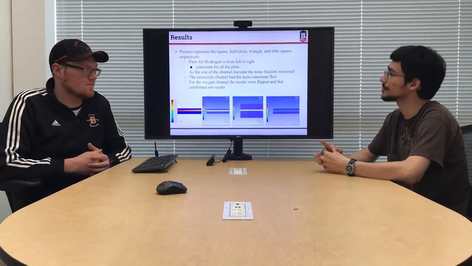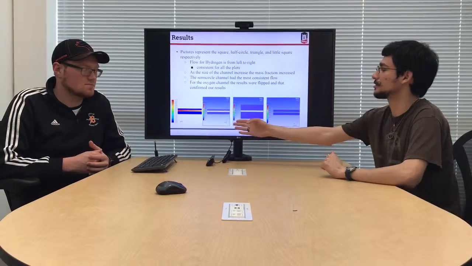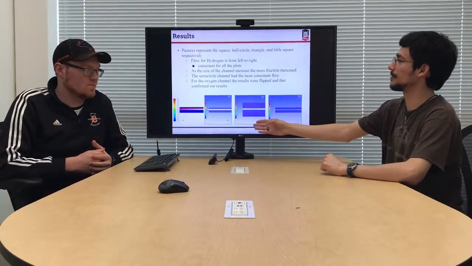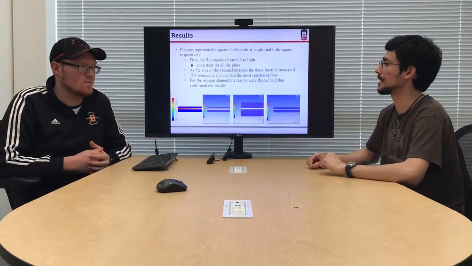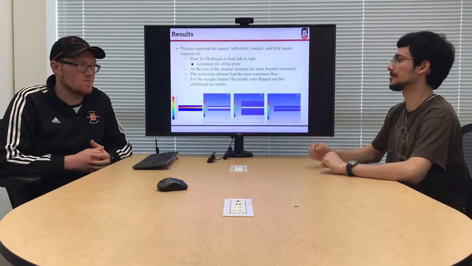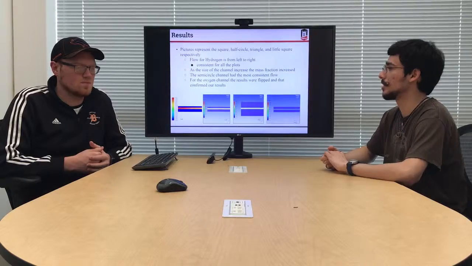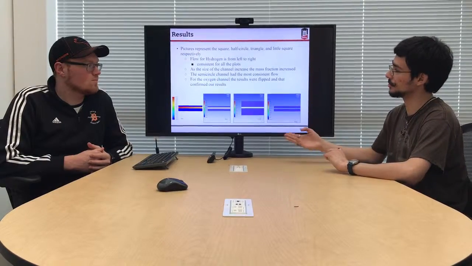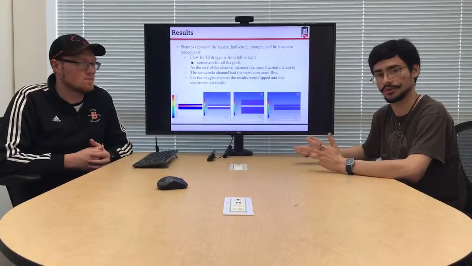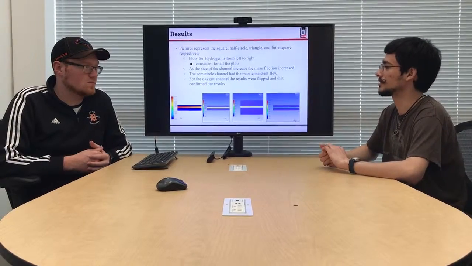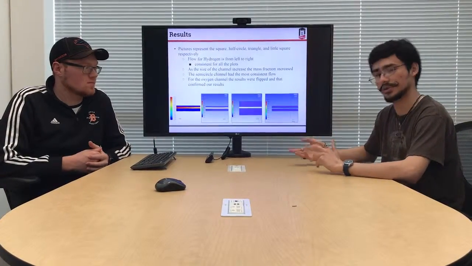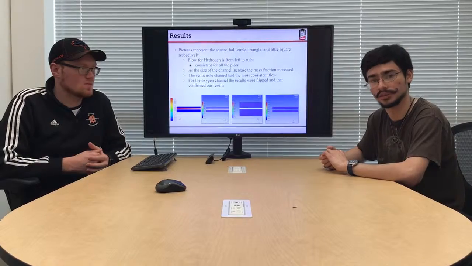So for our results, here the pictures represent the square, the half circle, triangle, and the little square geometries that we did in ANSYS. We have the flow of hydrogen from left to right, which seems to be consistent for all the geometries. We notice that as the size of the channel increases, the mass fraction increases as well throughout the channels. We also noticed that for the oxygen channel, the results were flipped, which is something that we expected for our results.